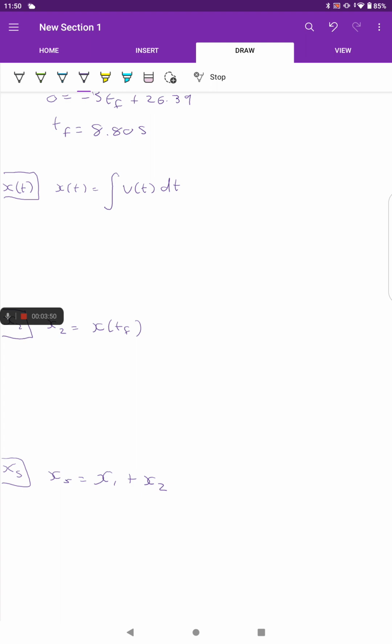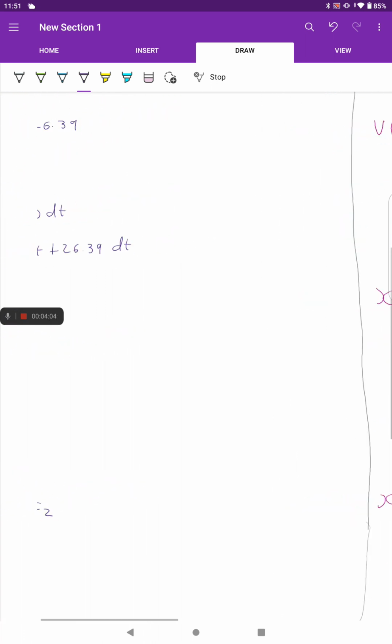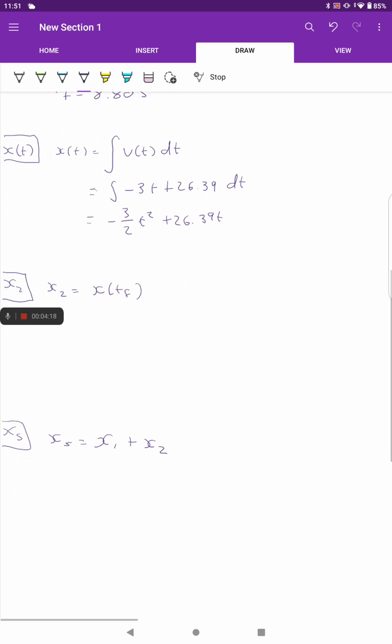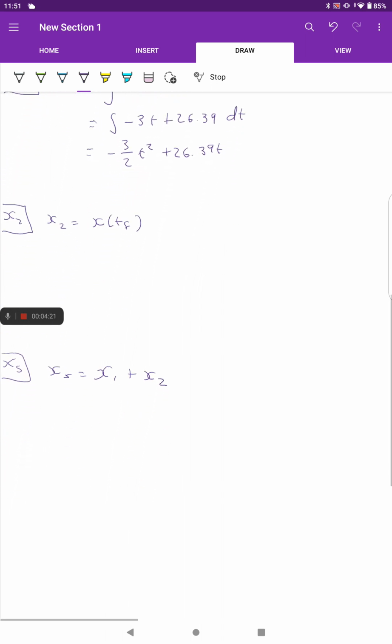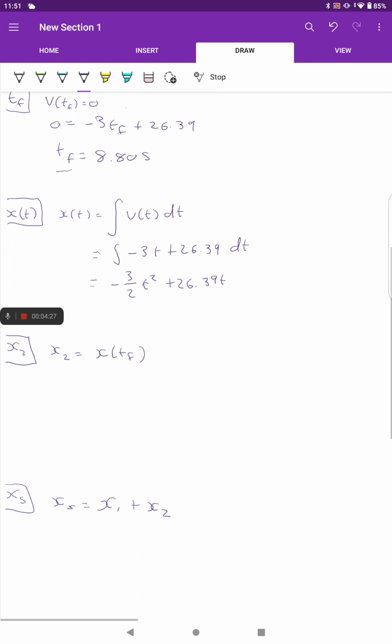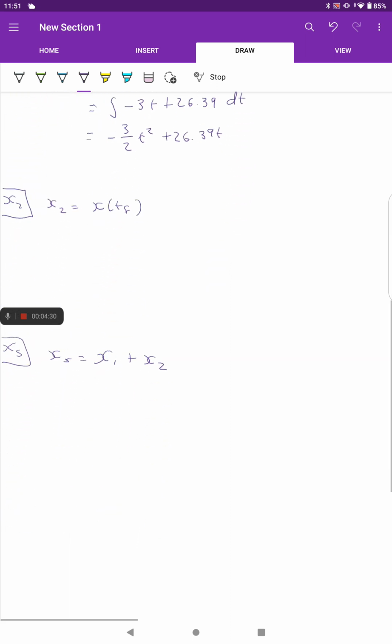Now, we want to find the distance. And once again, distance over time is the integral of the velocity over time, which is simply going to be the integral of negative 3t plus 26.39 over time. Now, this integral is equal to negative 3 over 2 t squared plus 26.39t, and in this case the constant is 0 because we are setting our initial distance to 0 for this part of the problem. Now, the distance traveled as we go to tf is simply x, where we substitute in tf.